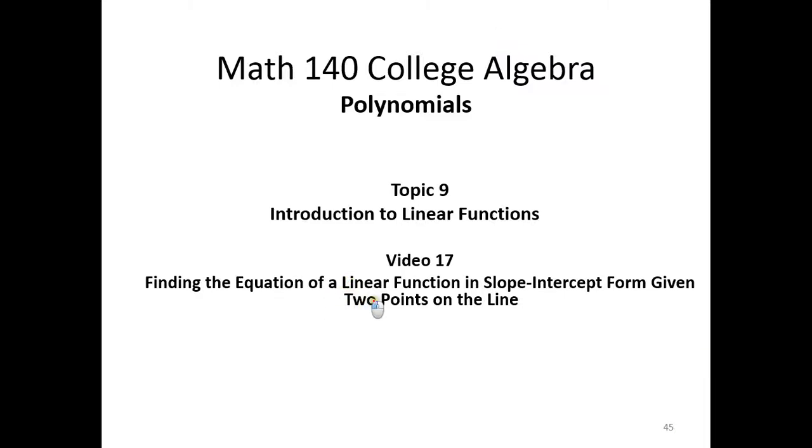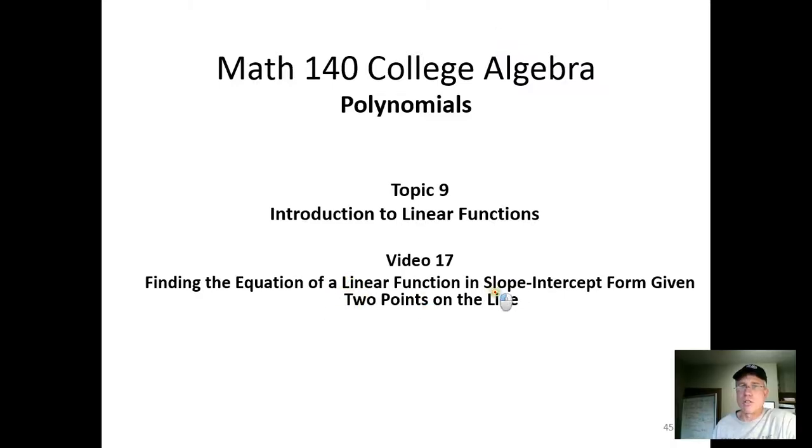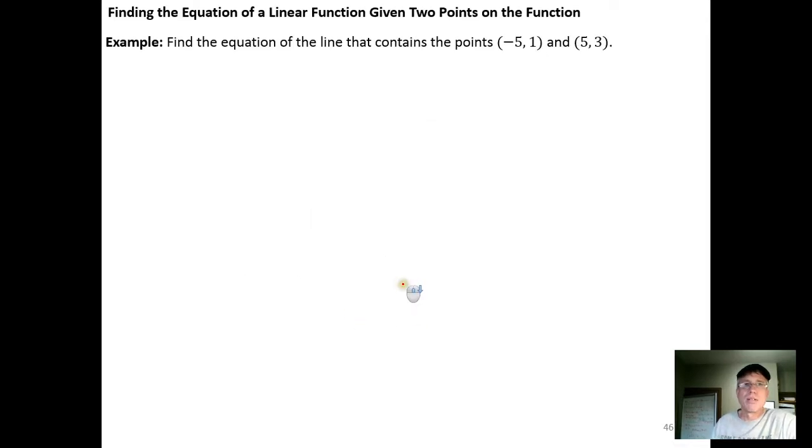In this video, we find the equation of a linear function in slope-intercept form given 2 points on the line. So here's the example. It says find the equation of the line that contains the points (-5, 1) and (5, 3). So we're given 2 points, right?